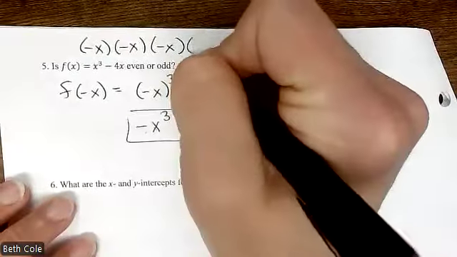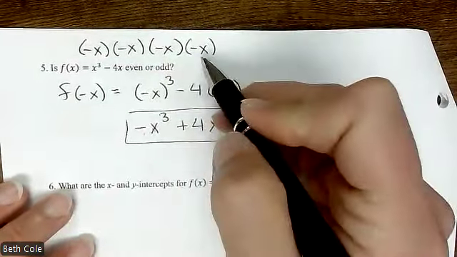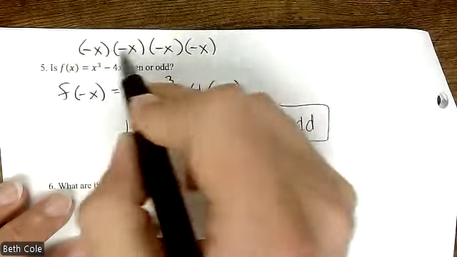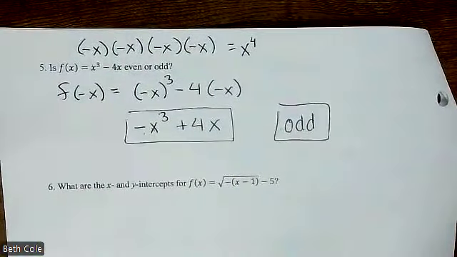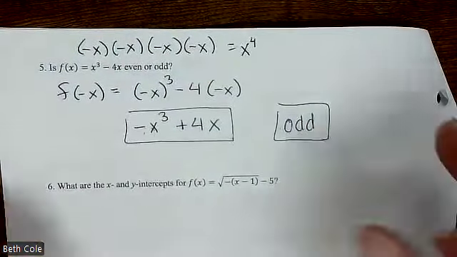Yeah, so for example, if you had this, that would be positive or negative? Positive, but it would still be to the 4th. You still have 4 of them. The number doesn't go away.